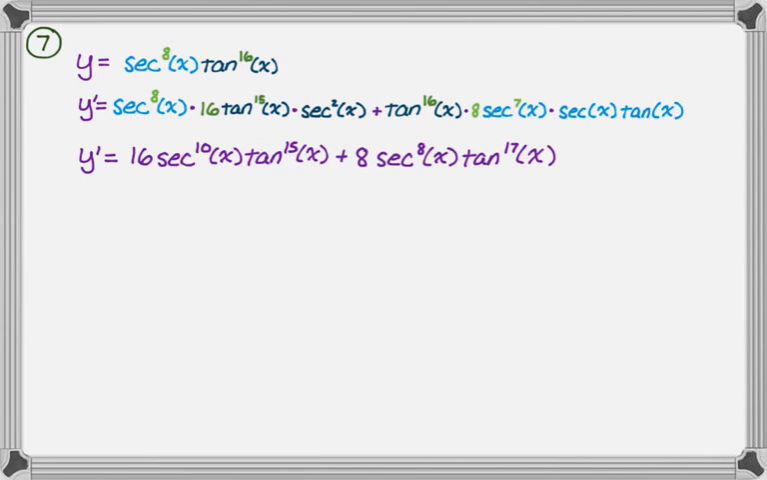So I'm going to take out an 8, a secant to the 8th. You always go with the lowest exponent when there's two things, and then a tangent to the 15th. And then we are left with the quantity 2 secant squared, plus tan squared.